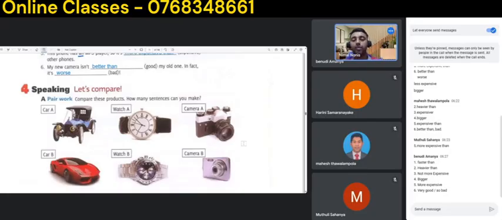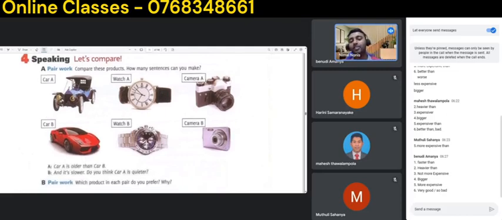Let's look at this one. Okay, actually this is a speaking exercise, but since we are not doing spoken English, let's do a writing task here. They want us to compare these pictures: car A and car B, watch A and watch B, camera A and camera B. We need to compare these products.